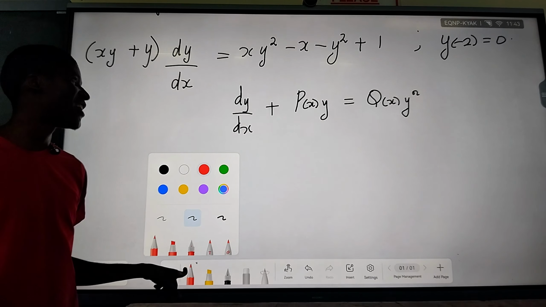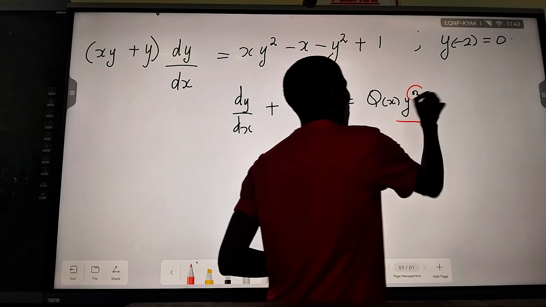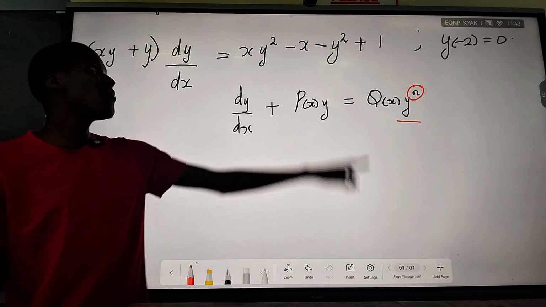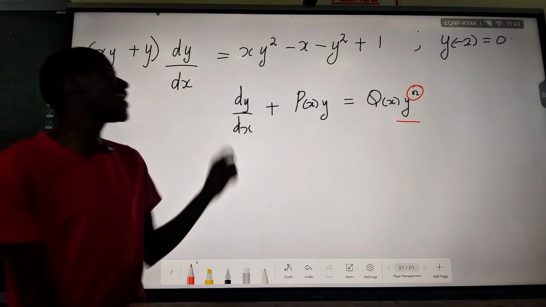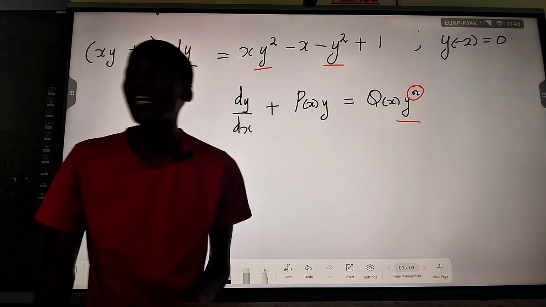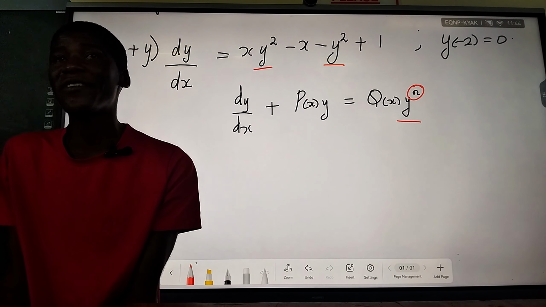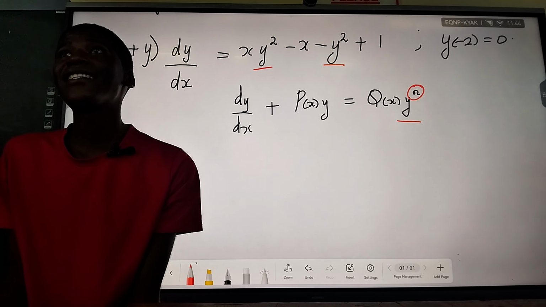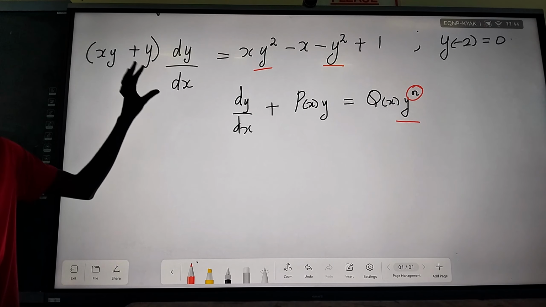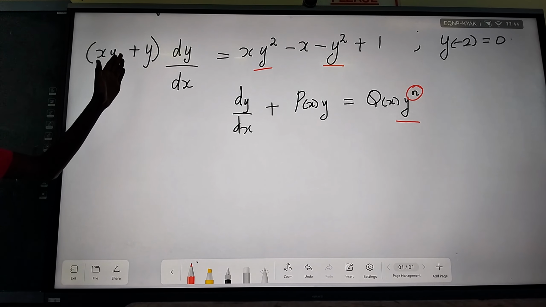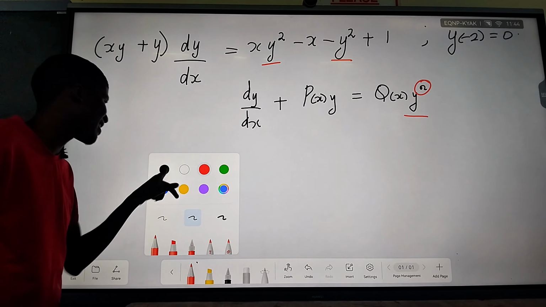As we identify, look here. We have y to the power of n. Now, our n cannot be 0, cannot be 1. In this case, we have 2, y squared and y squared, both 2. What do we need? We need 1. How can you make it to be 1, at least to simplify? What do we do? Take out y from where? From this y squared, on this side take out y.